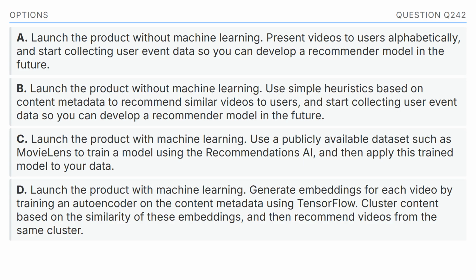Option C, launch the product with machine learning. Use a publicly available dataset such as MovieLens to train a model using the Recommendations AI, and then apply this trained model to your data. Option D, launch the product with machine learning. Generate embeddings for each video by training an autoencoder on the content metadata using TensorFlow. Cluster content based on the similarity of these embeddings, and then recommend videos from the same cluster.